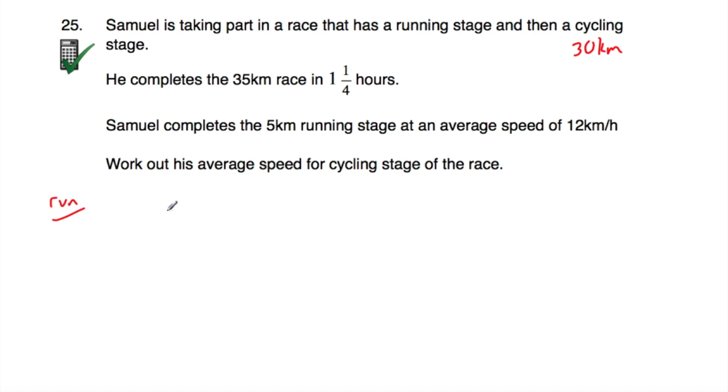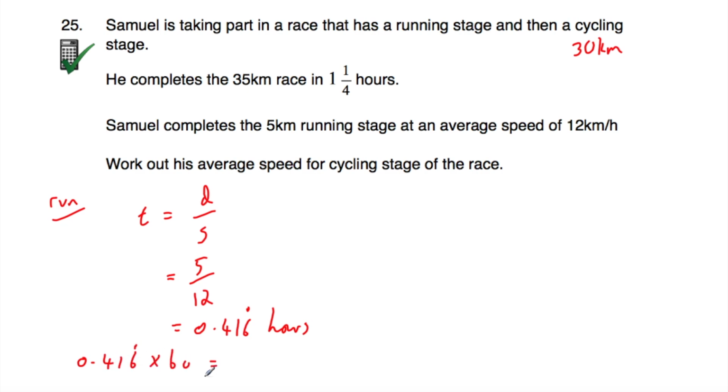Okay, so for the running stage, we want to work out how long it's going to take him, so the time will be equal to the distance divided by the speed. The distance is 5 kilometers and the speed is 12 kilometers per hour. So if we do 5 divided by 12, it'll tell us how long in hours it took Samuel to do the running stage of the race. So 5 divided by 12 is equal to 5/12, or 0.416 recurring hours. Now that's in hours. What would be great is if that was in minutes. So let's times that 0.416 recurring by 60 and see how long it takes him in minutes. So in minutes, that would take 25 minutes. So that means it took Samuel 25 minutes to do the running stage.